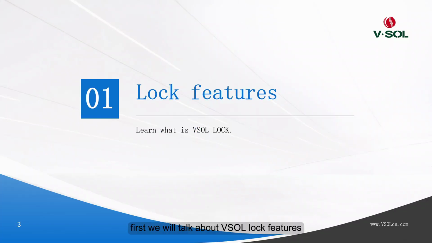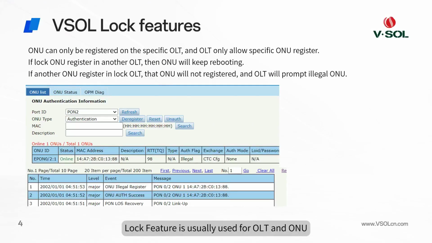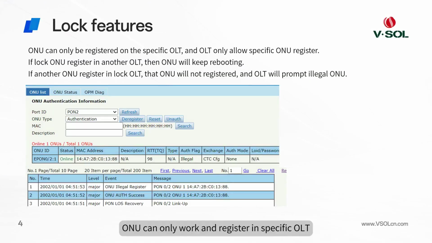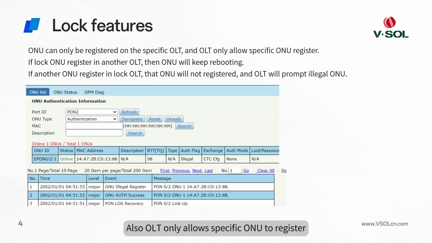First, we will talk about VSOL lock features. Lock feature is usually used for OLT and ONU. ONU can only work and register in a specific OLT. Also, OLT only allows specific ONU to register. If a lock ONU registers in another OLT, that ONU will keep rebooting. So it can't register in another OLT.